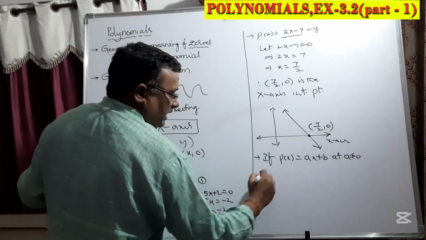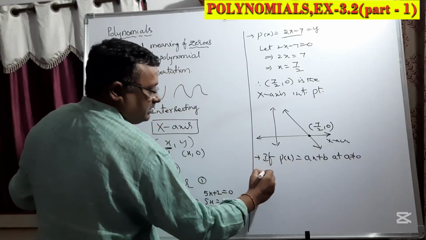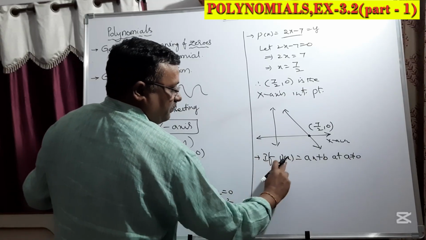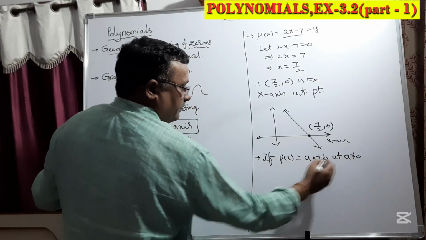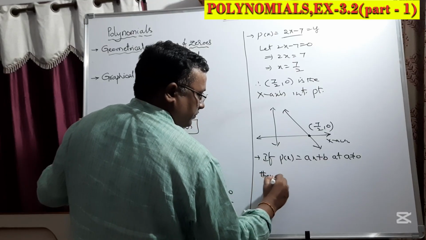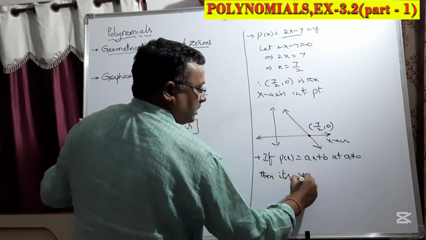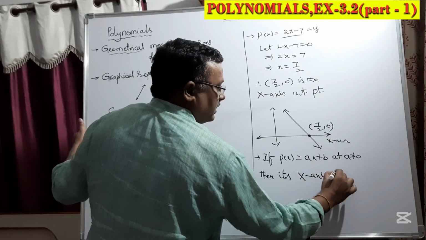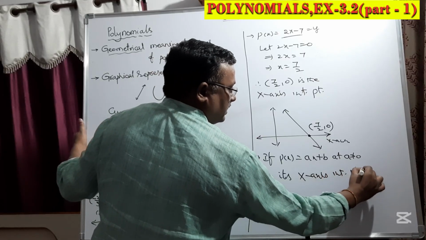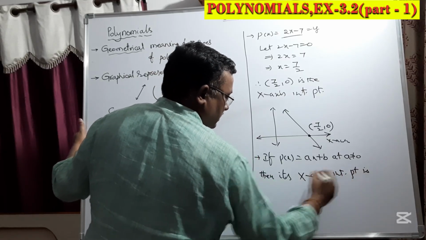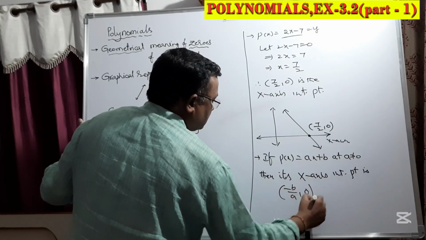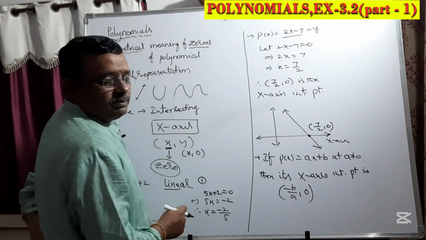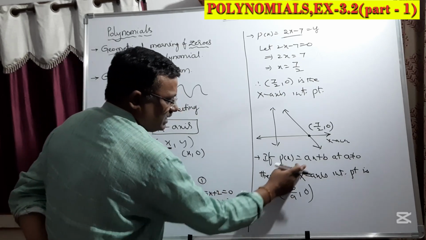It represents a line. Its x-axis intersecting point: if p of x equals ax plus b, where a is not equal to 0, then its x-axis intersecting point is the ordered pair (minus b by a, 0). How will we get it?